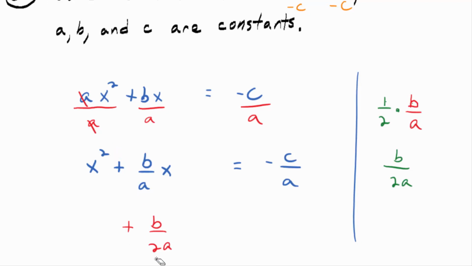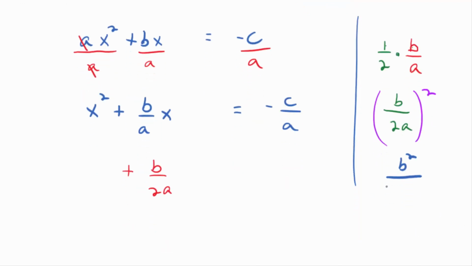Okay, now what do you do with the b over 2a? To complete the square, you square it. So what do you get when you square b over 2a? B squared over 4a squared. You square the numerator, you square the denominator: b squared on top, 2a times 2a is 4a squared on the bottom. So we end up adding to both sides b squared over 4a squared. Don't let the letters scare you. We're doing the same exact thing we did in the last problem.